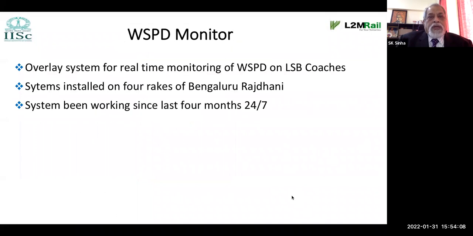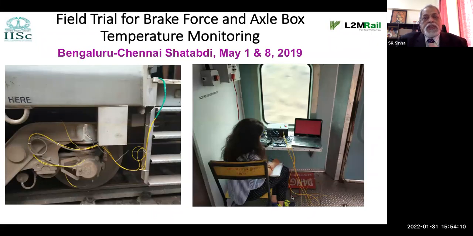Then we have done some work which may be of interest to you. We tried monitoring three things on a running train. One is the temperature of the axle box, which is a very critical parameter. I also tried to monitor whether the brake is applied or released, because that is the primary reason for the wheels getting defective. Can the driver be alerted that the brake has failed to release, or is jammed, or has not applied when he applied it? For that, we conducted an experiment and it was quite successful.